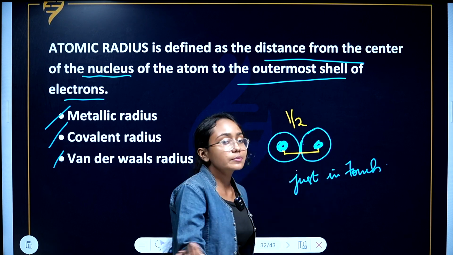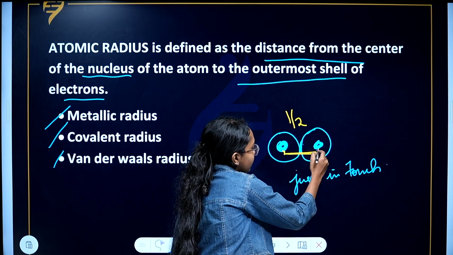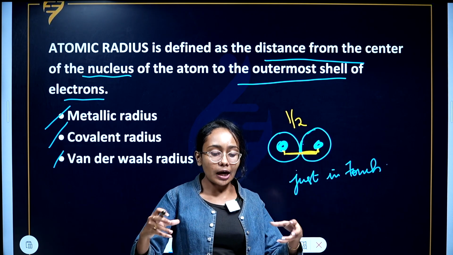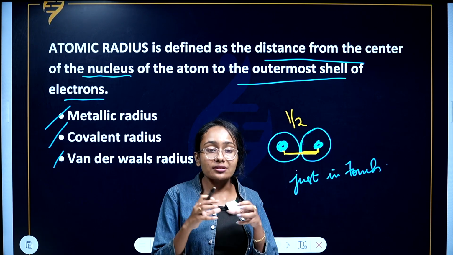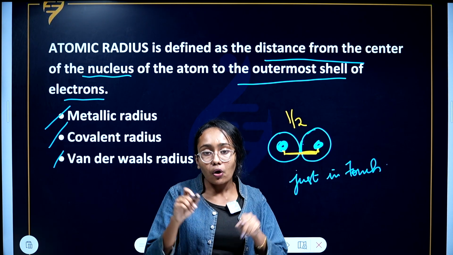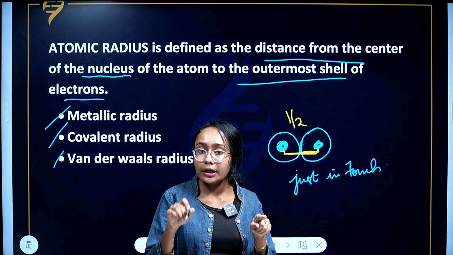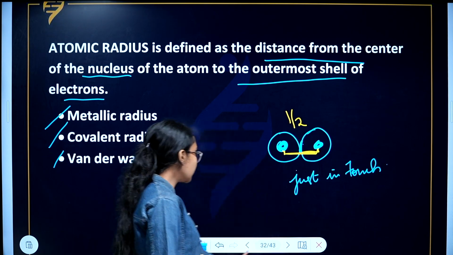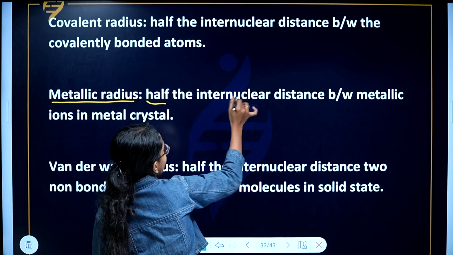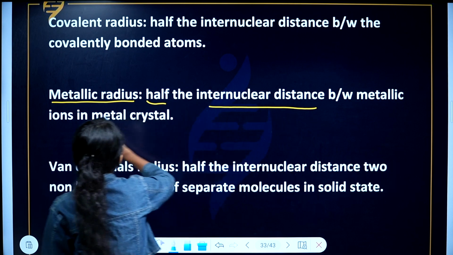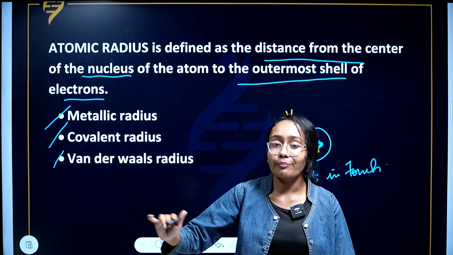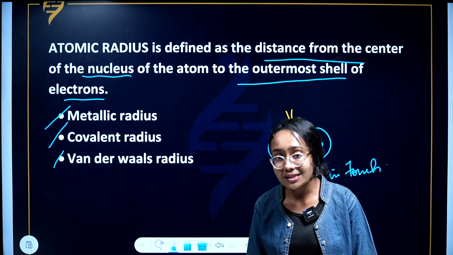Half of the internuclear distance means what? Just the distance between the two nuclei of the atoms in a metallic crystal. The atoms in a metallic crystal are placed together, they don't overlap. They just touch each other, and half of the distance between the two nuclei will give you the metallic radius. Let's see the definition: metallic radius is half the internuclear distance between metallic ions or atoms in a metal crystal.